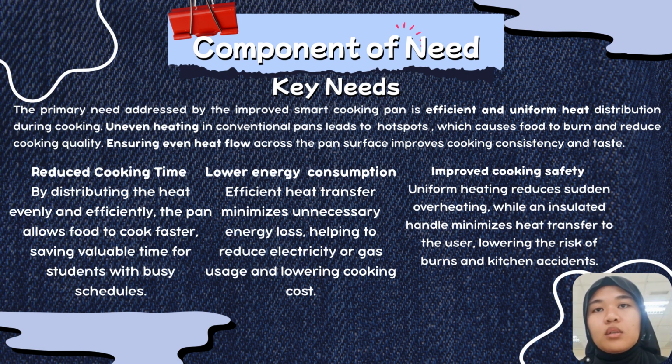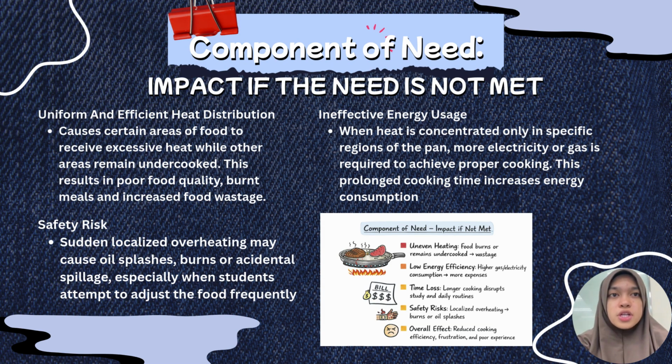Lower energy consumption is also an important requirement. Efficient heat transfer minimizes unnecessary energy loss, helping to reduce electricity or gas usage and lowering cooking costs. Finally, improved cooking safety is essential. Uniform heating reduces sudden overheating, while an insulated handle minimizes heat transfer to the user, lowering the risk of burns and kitchen accidents.